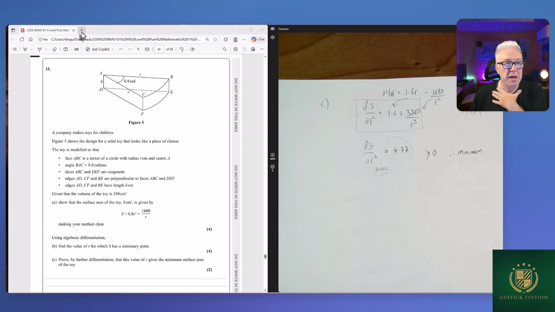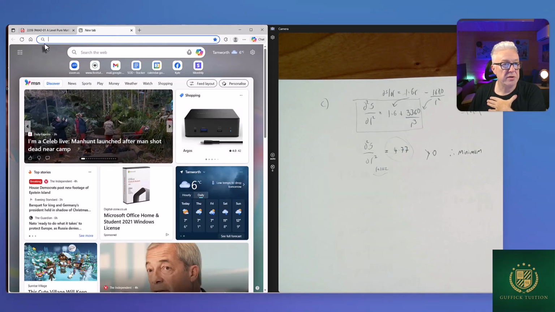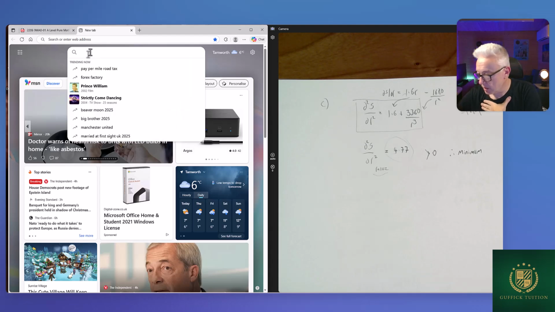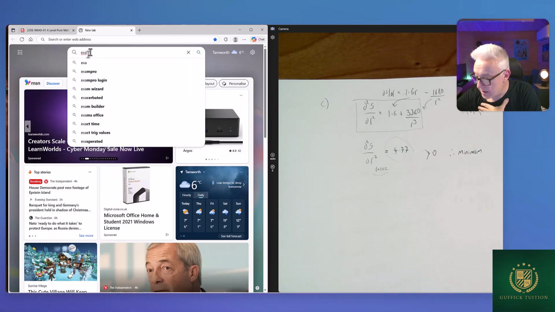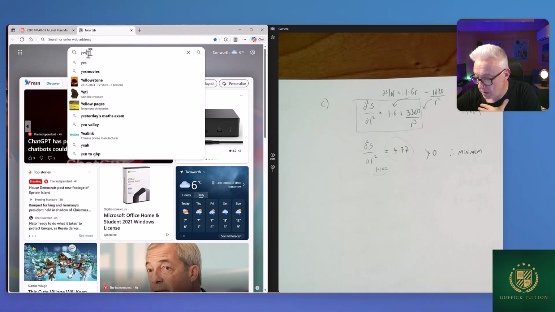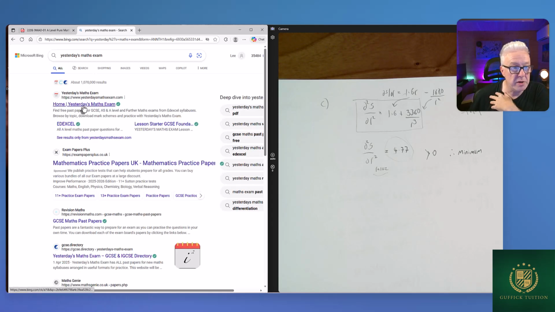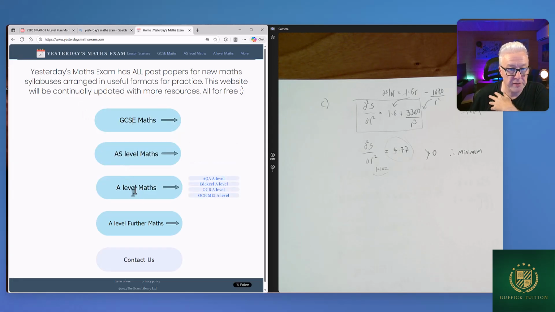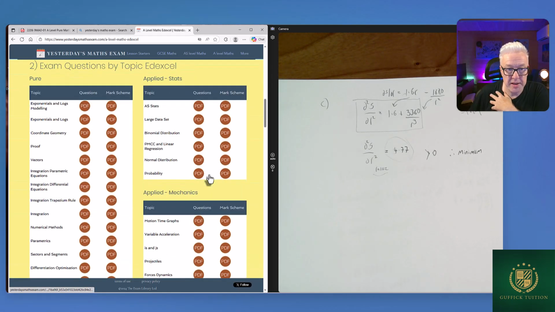And there is an amazing source. There's a free website here, which I can just show you. Yesterday's Maths Exam is an amazing free website. So if we go to yesterday's maths exam, it's a really good website. I can't recommend this enough. So you go to A-level Edexcel. It's actually an AS topic, even though it's here in A-level.